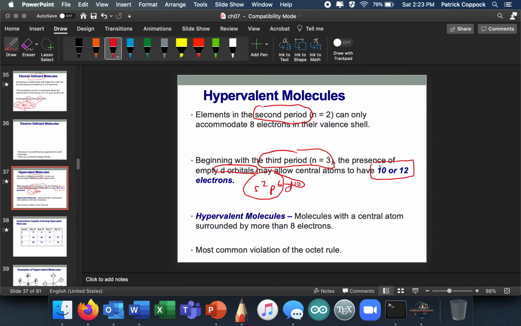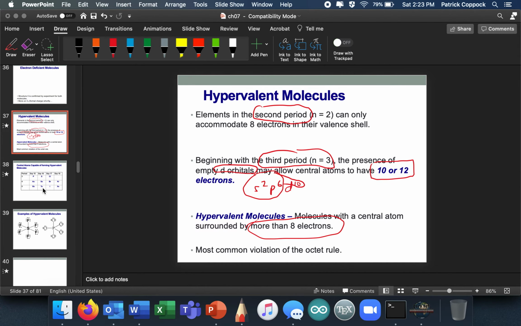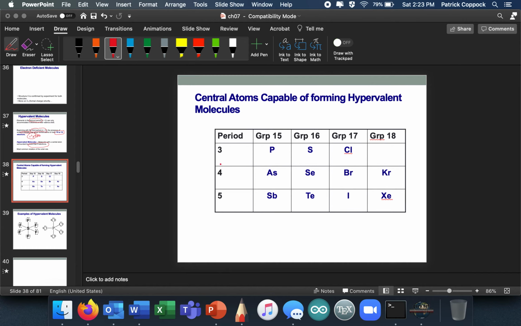So a decet rule or dodecet rule, right? We don't have a dodecet rule. We still call it the octet rule. And we simply say if it has 12 electrons, it's an exception. Hypervalent molecules are molecules with a central atom surrounded by more than 8 electrons. This is the most common violation of the octet rule. Now, these 3 atoms are in period 3, and they all 3 sometimes will show up with more than 8 electrons. Here are some in period 4.